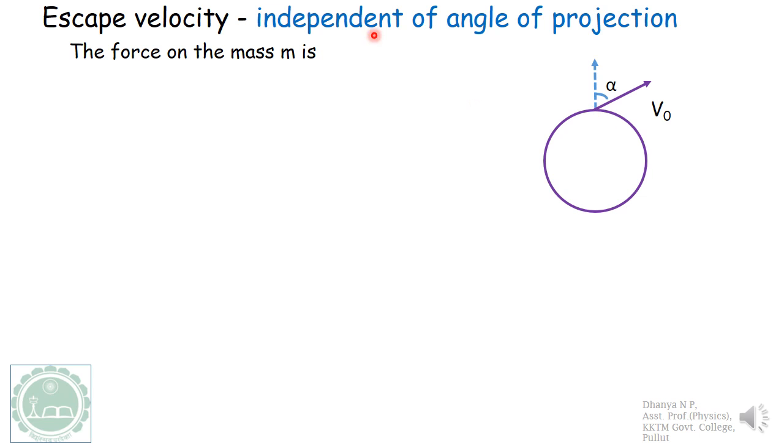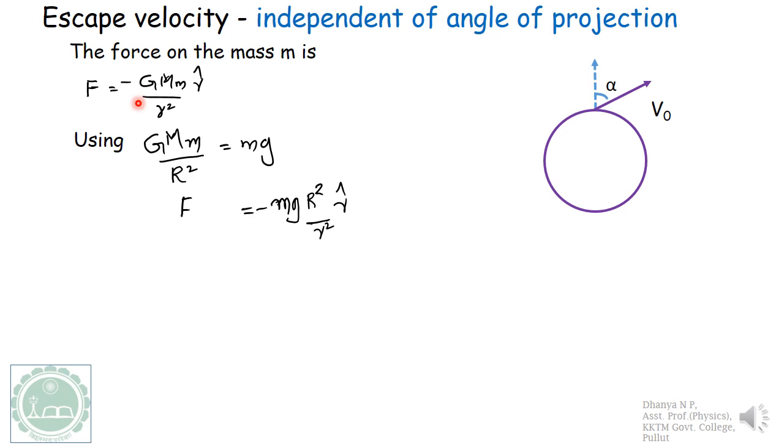The force on the mass m, according to Newton's law of gravitation, is F equal to minus GMm by r square into r. The particle is projected to a distance r. Capital M is the mass of Earth, small m is the mass of the particle which is to be projected, and G is the gravitational constant.